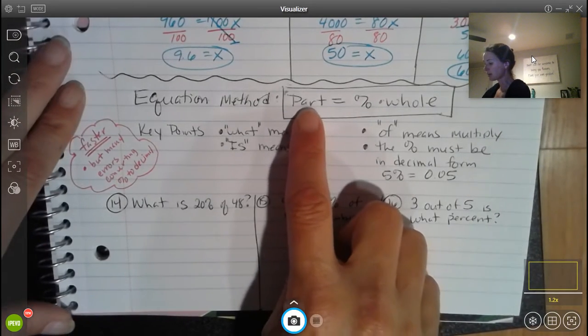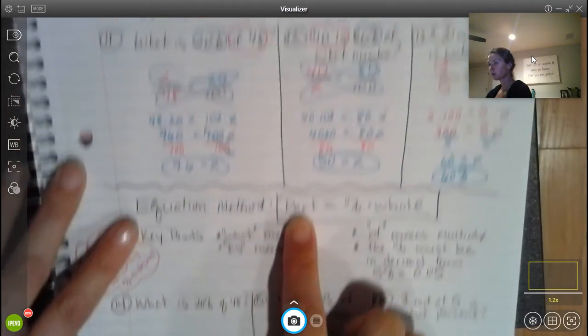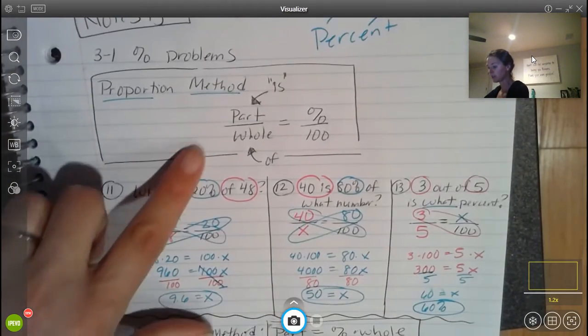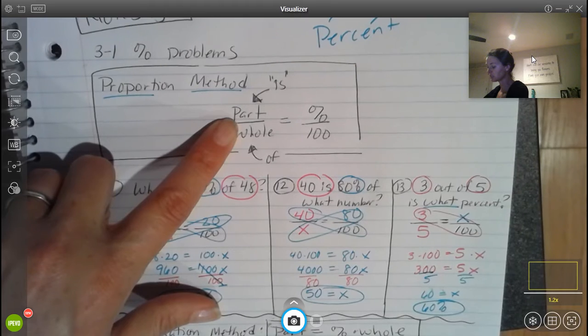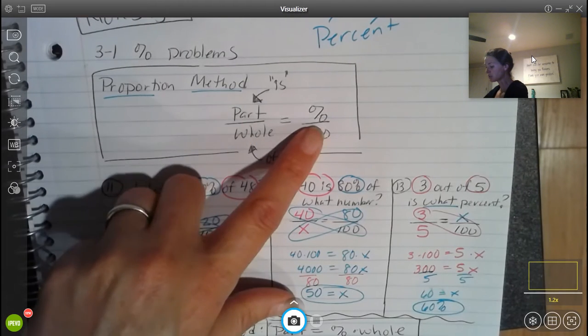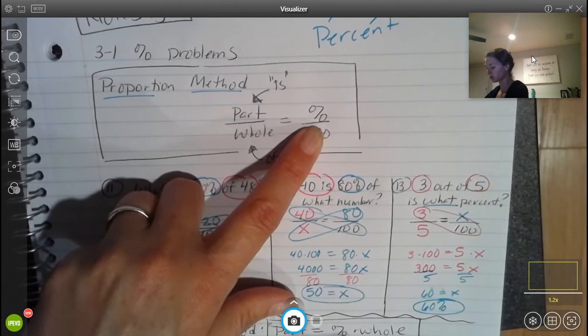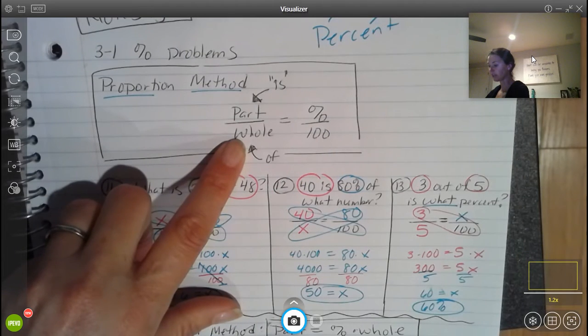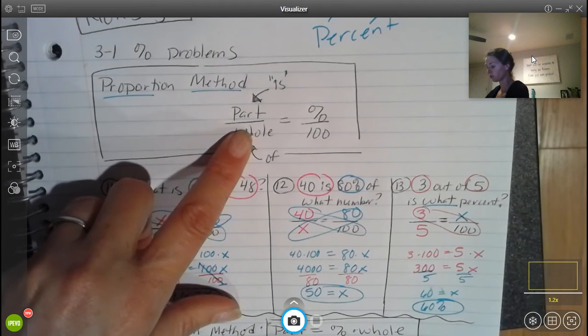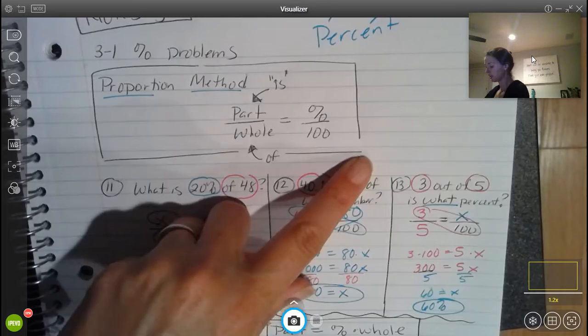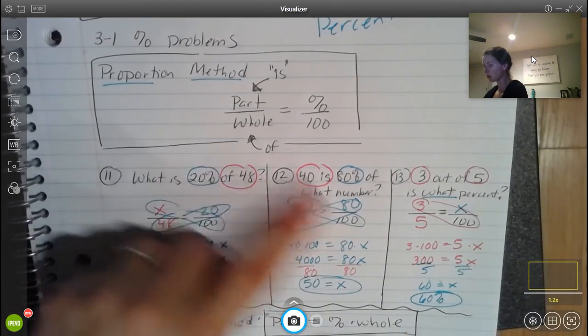So the part is right here. And remember when we worked on this lesson last time, it was in the upper left. So it's still in the same location. And the percent is still in the same location. But they've taken the whole, and the opposite of dividing by a whole is to multiply it by a whole. So they've moved the whole from here to over here.